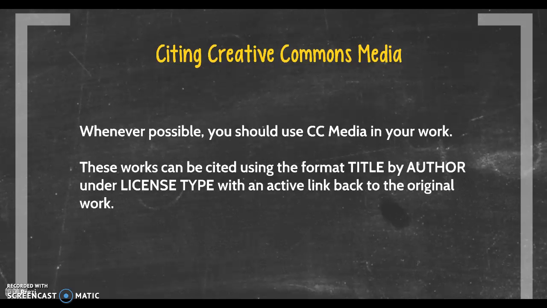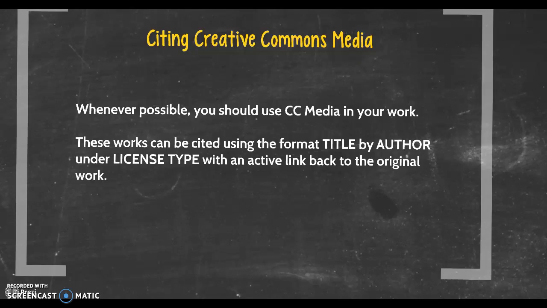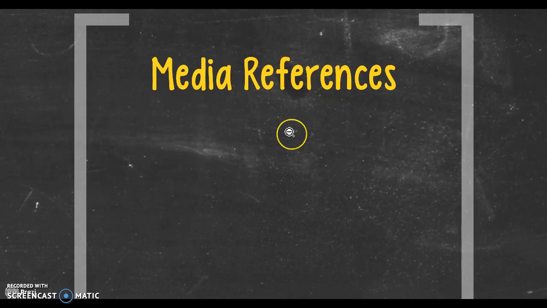Now, when you use a Creative Commons license, it's a little bit different than standard APA format. Preferably, you're going to use the title by the author, under, and then whatever the license type is, with an active link back to the original work so that the person who's viewing it can get right back there. And so your reference pages for media, for all those images that you use, instead of putting it with your text references like in APA format, you won't have that at all.